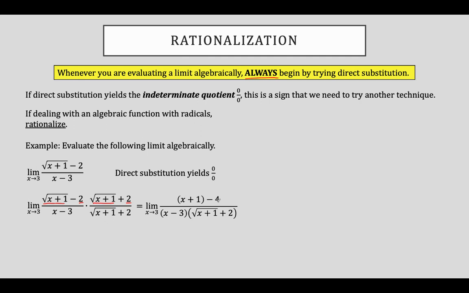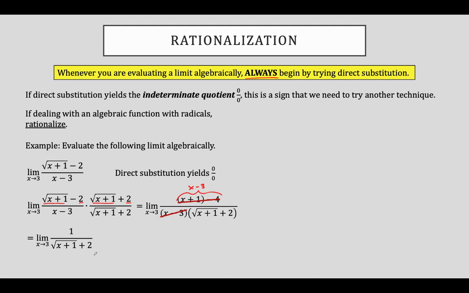Now take a look at what we have in the numerator here: x plus 1 minus 4. Well, if I take x plus 1 and I subtract 4, that actually gives me x minus 3. And hopefully we see that we also have the exact same factor in the denominator. And so what can we do? We can cancel out that common factor of x minus 3 and simplify the limit. We now have the limit as x approaches 3 of 1, don't forget about the 1 in the numerator, divided by the square root of x plus 1 plus 2.